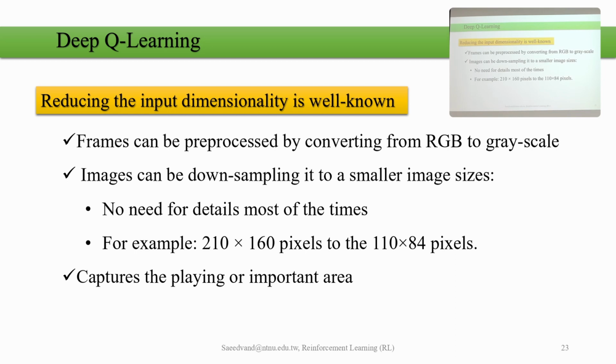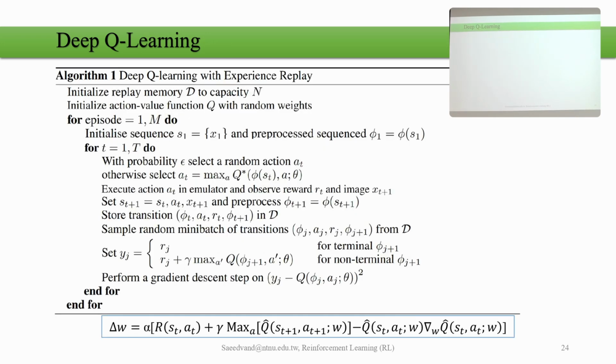Also, it is very common to downsample the pixels. If the frame is 210 times 160 pixels, you don't need that much. You can downsample to reduce the resolution as much as you can, though not always, depending on the problem that you have. And as I mentioned, capture the important area. If you are certain that this is the important area that you're going to work with, then you can cut that area.